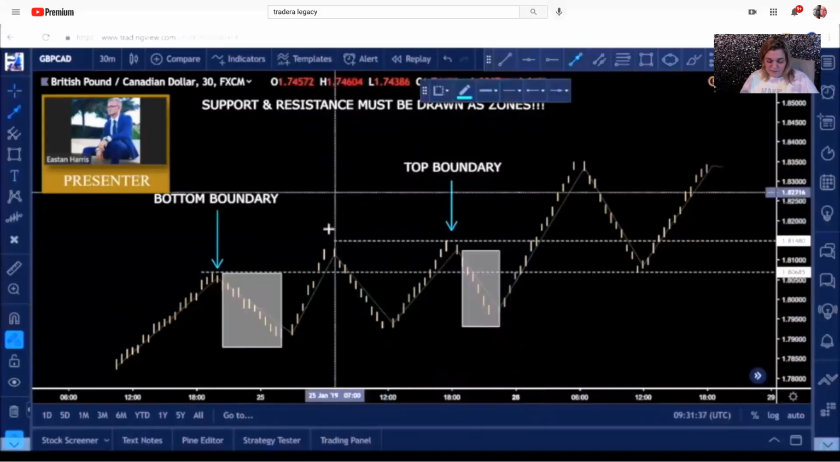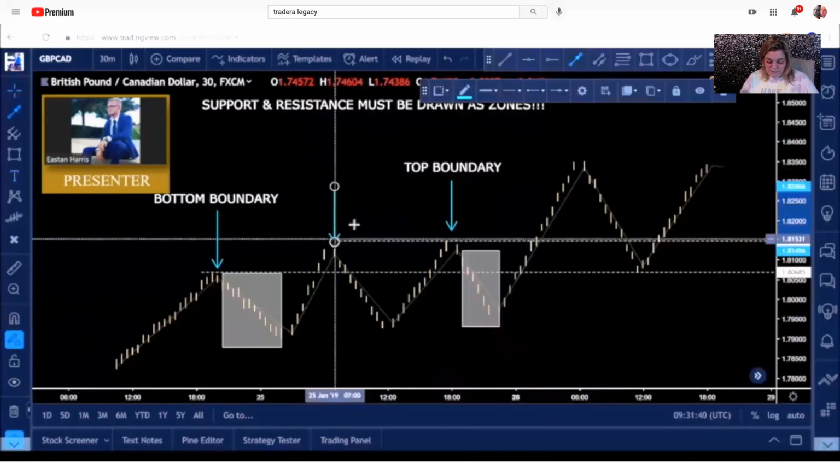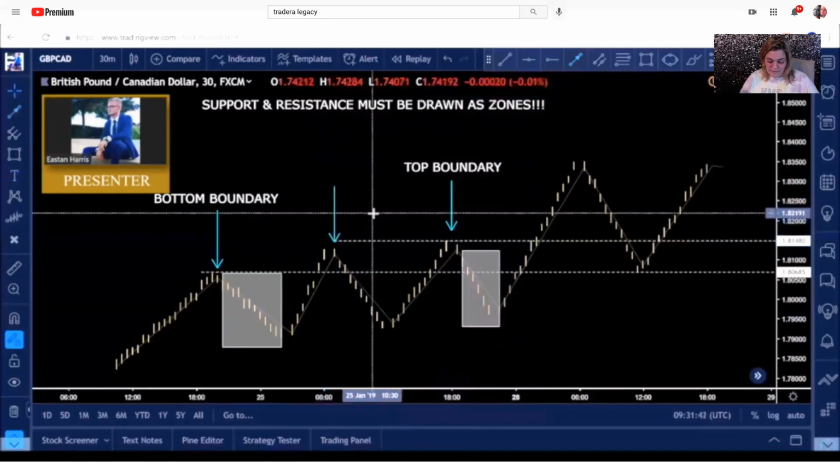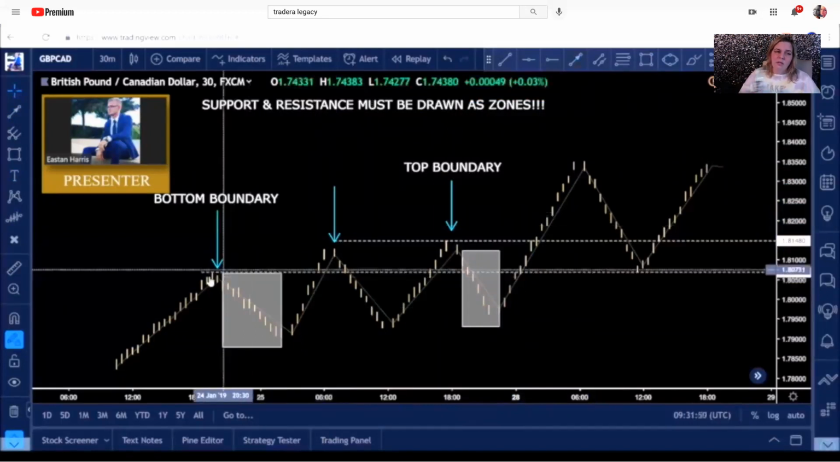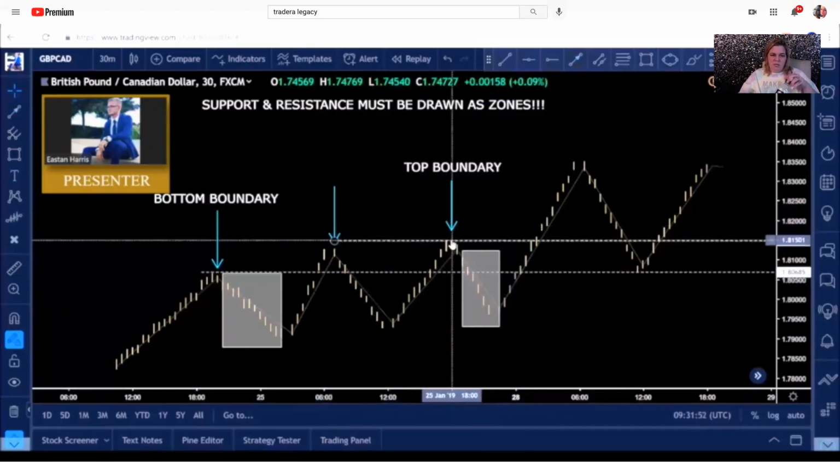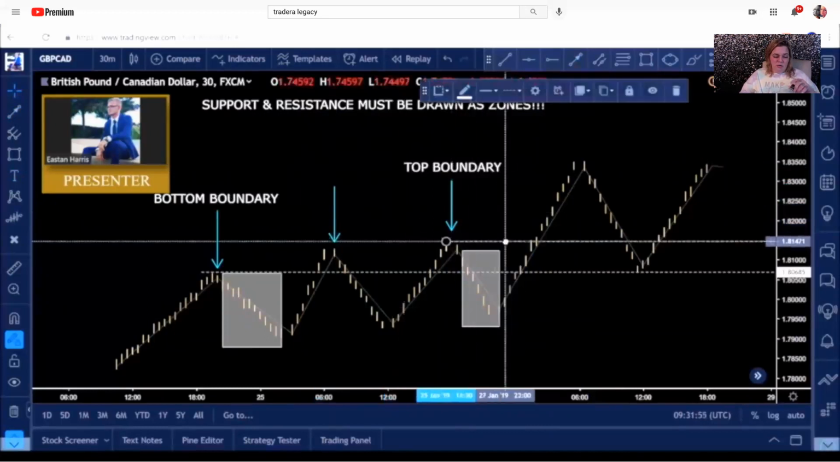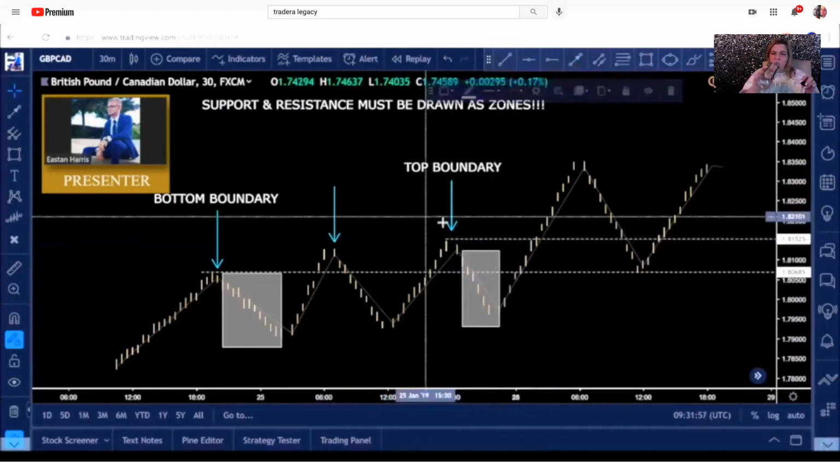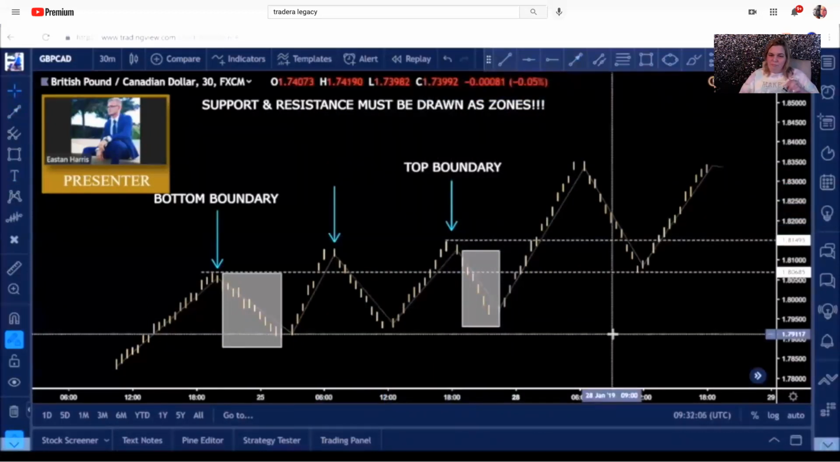Now this one just happens to be within our zone. And that's great. That's exactly where we wanted it to be. We want these reactions to be accounted for. So we have our bottom boundary, we have our top boundary. Now I'll move this line over here so you can see how we get it. And this becomes our support and resistance zone.